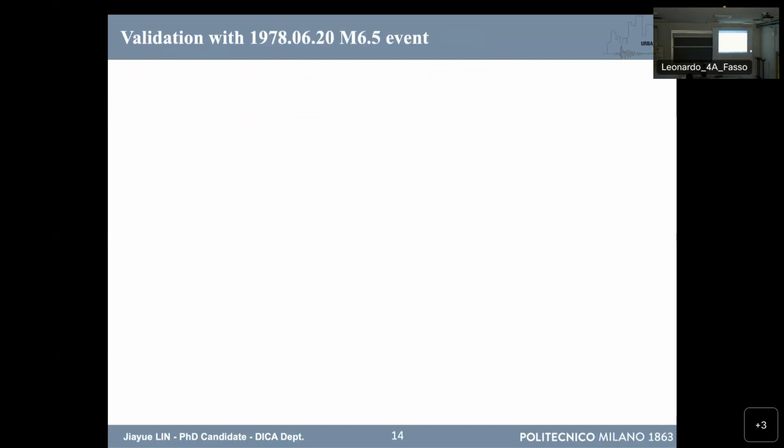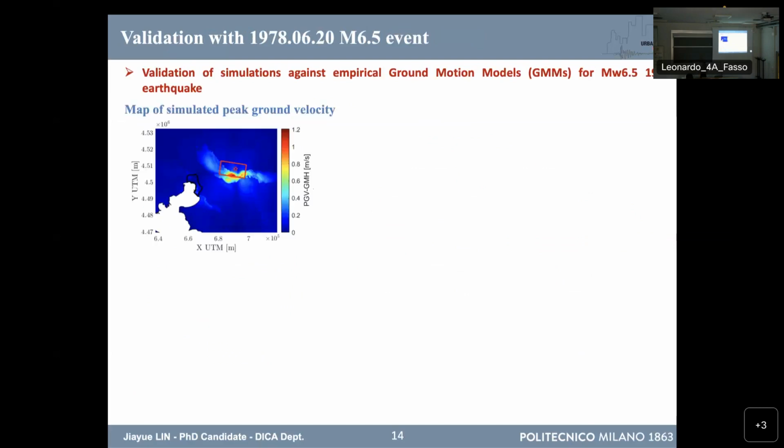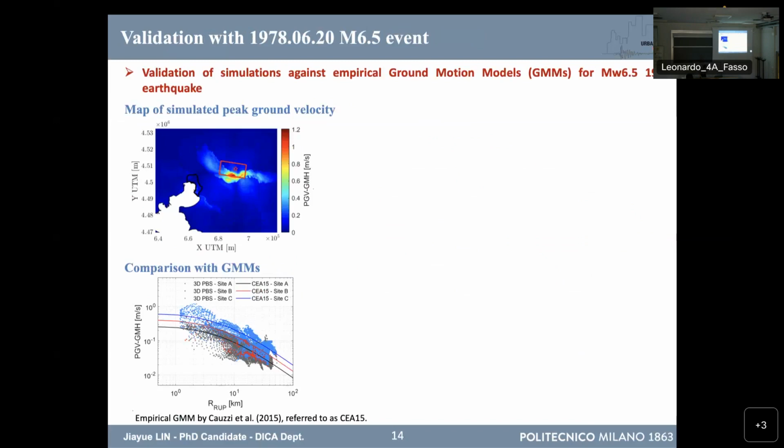Then we did another validation with the bigger earthquake with magnitude 6.5. We validated it by comparing with the empirical earthquake ground motion models. This is the figure for the comparison with ground motion models. This ground motion model was developed by Kuehn in 2015. We refer to it as CEA15. As we can see from this figure, it generally has a good agreement, especially in terms of site A and site C, which is also the main soil we have in this area.